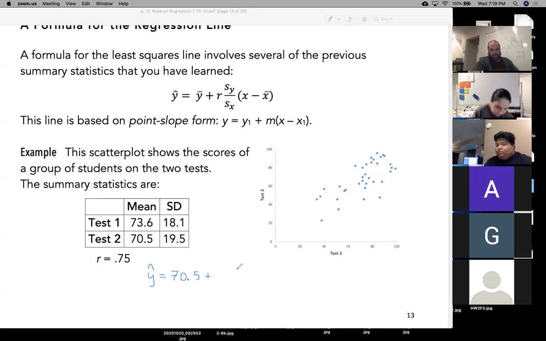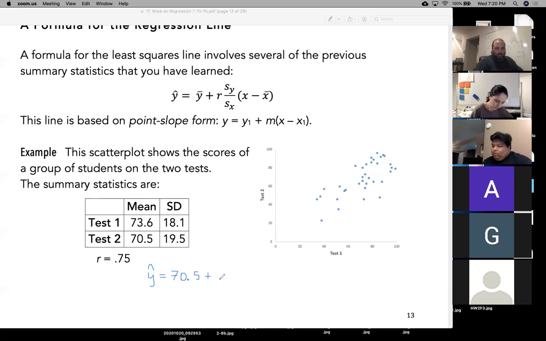Plus R, they gave me, which is 0.75. Yeah, plus 0.75. But we're going to combine all that into a single number, so I'm waiting till we have it. So it's 0.75 times S sub y, 19.5, over S sub x, 18.1. What do we get? I have what my calculator gives me.